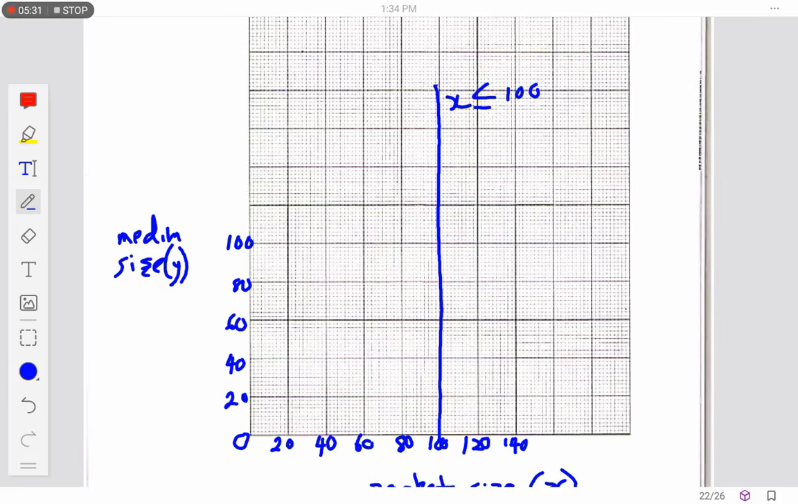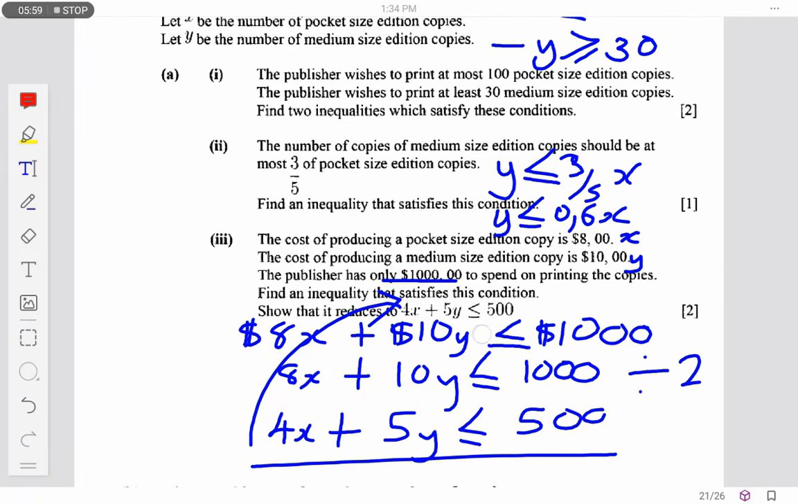Okay, then for y is greater or equal to 30, I can say our 30 is at the center there, so I can have it going like this. Let's just assume this is a straight line, guys. So this is y is greater or equal to 30 there. Okay, then another piece of information we have is y is less or equal to 0.6x.